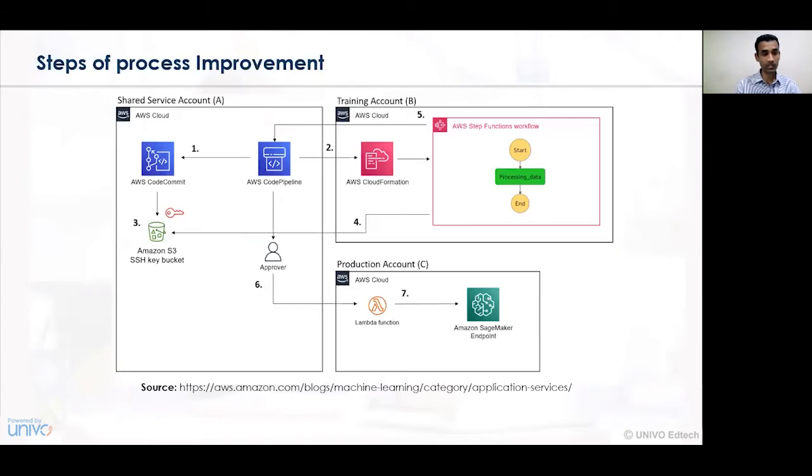Now let us understand the various steps of the process improvement undertaken in terms of cross-category learning. There is an example of Amazon available at this stage. In the case of Amazon, there are three departments in existence: the shared service content, the training account department, and the production account department.